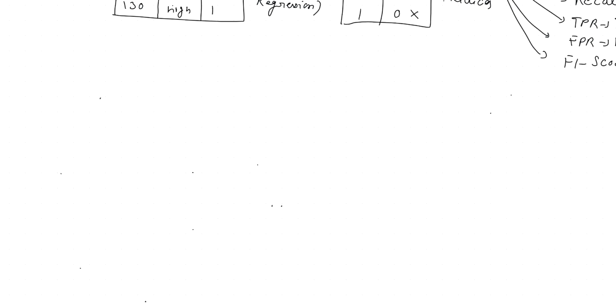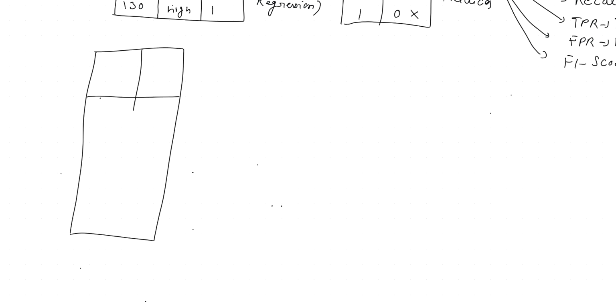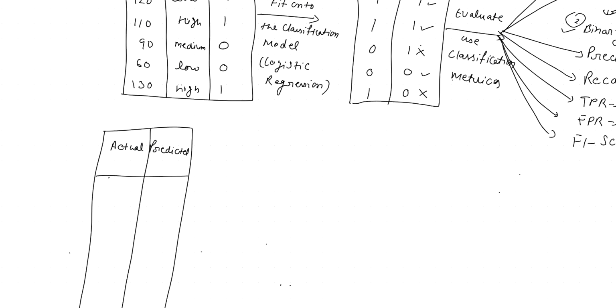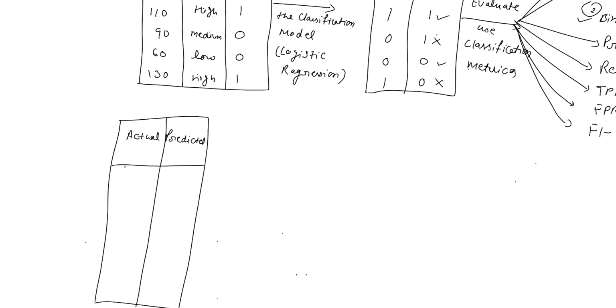Let me draw the model output here again. Let's consider this again. This is your actual and this is your predicted. If you are a beginner, then you can draw the matrix with me. 1, 1, 0, 0, 1. So how many total records do we have? We have 5 total records.